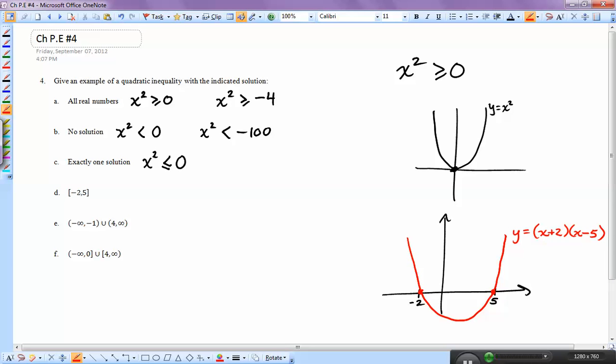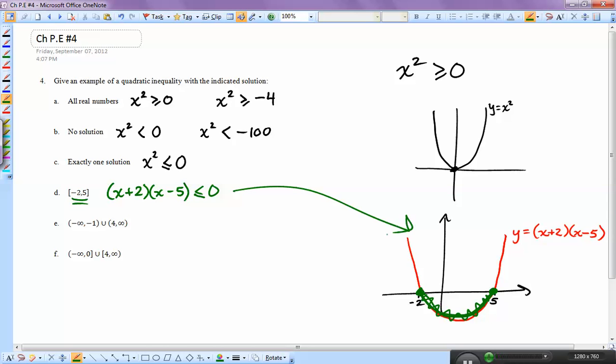Now what I want is to lock in everything between and including -2 and 5, from here all the way to here. I want all that green stuff taken care of. That happens when I'm looking at everything that's 0 or negative, anything below or on the x-axis. So if I say x plus 2 times x minus 5 is less than 0, then I've taken care of all of this part. And if I say let it also equal 0, now I've taken care of the parts that are on the axis. So that goes with this one.